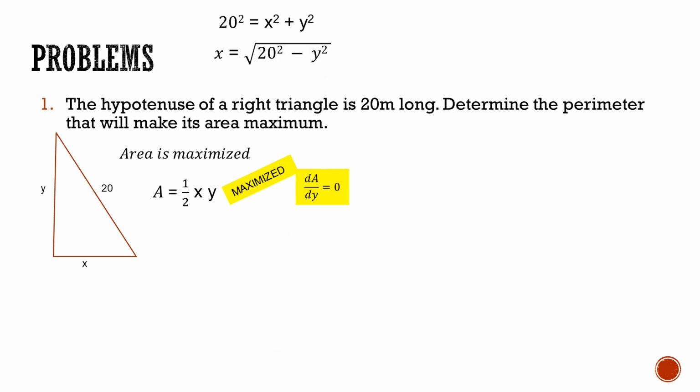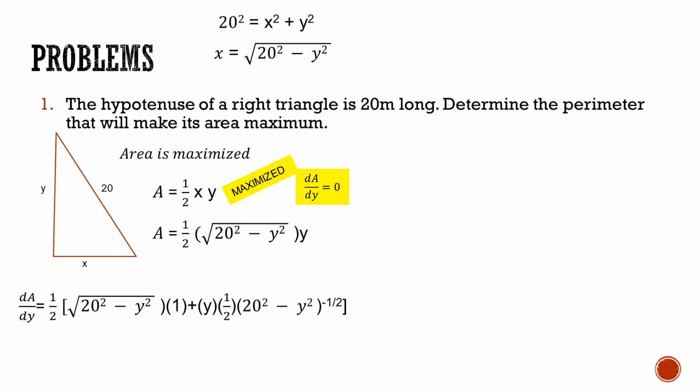So we have the Pythagorean theorem, 20 squared is equal to x squared plus y squared. So solving for x, we have that function so that we can substitute it on the formula. Notice now that only one unknown is left in the area with respect to y. Then we can now execute dA over dy, or d over dy, on that full function.